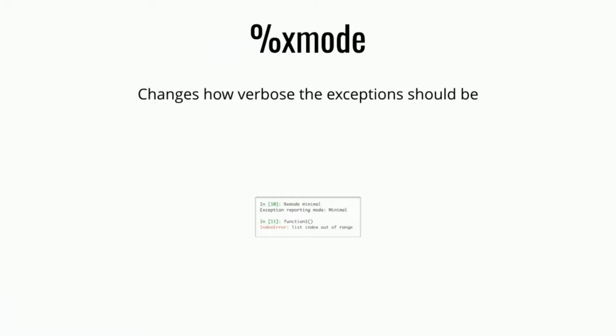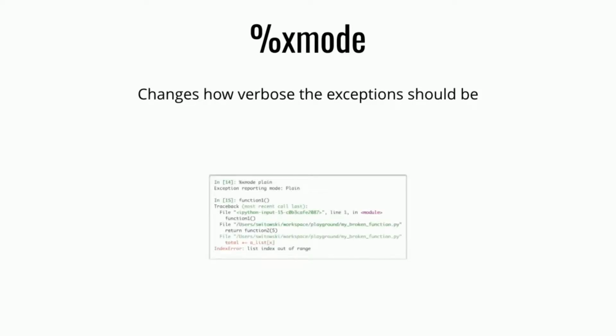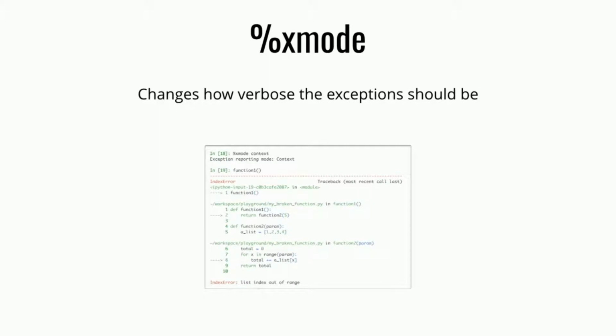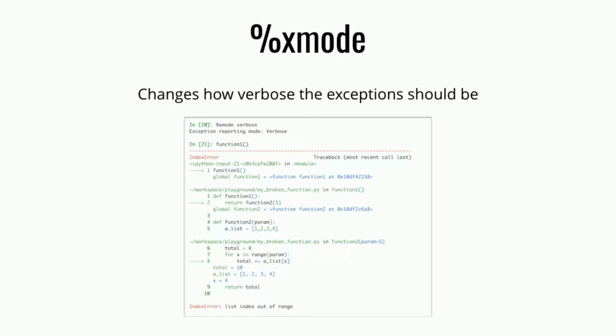So IPython has four different settings of how verbose the exceptions should be. And you can change between them with the xmode magic function. You can select the lowest amount of information, a bit more verbose, a context, which is the default one, and the most verbose, which will also show you the local and global variables for each point in your stack trace.